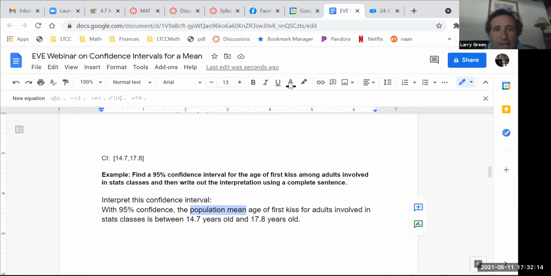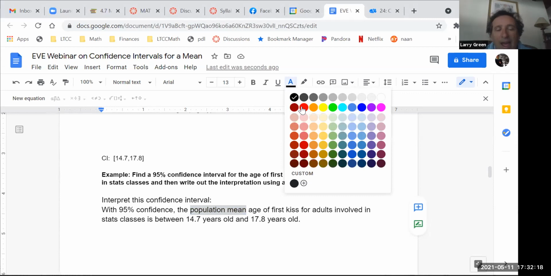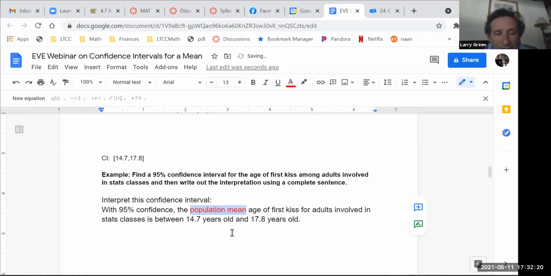All right, so I want to mention a few things. Right here, population mean. Population mean is absolutely necessary in the interpretation. If you don't put the words population mean when I ask you to interpret the confidence interval, what do you think will happen to you?